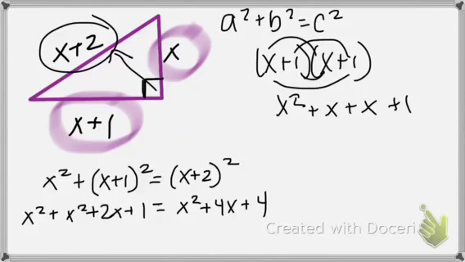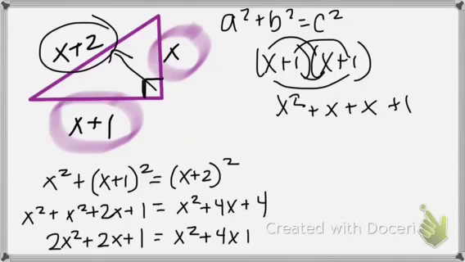Think about it. How would we solve when we had a quadratic, when we have something squared? We want to move everything to one side and set it equal to 0. So I get 2x squared. Well, first here we're combining like terms. So 2x squared plus 2x plus 1 equals x squared plus 4x plus 4.